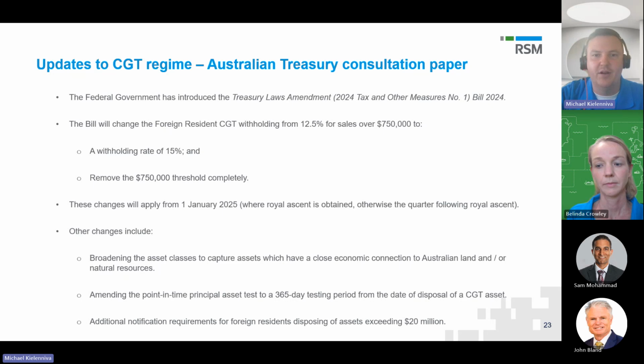These changes will apply from 1 January 2025, where royal assent is obtained. However, I understand that they still don't have it. So if royal assent is obtained after 1 January 2025, it'll be the following quarter.